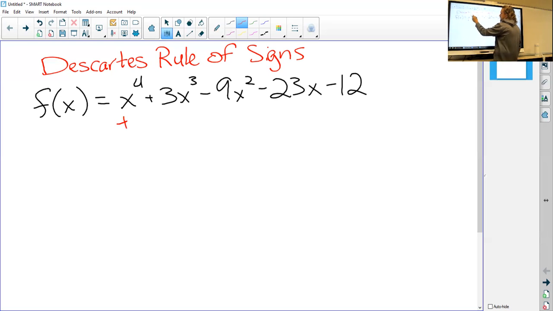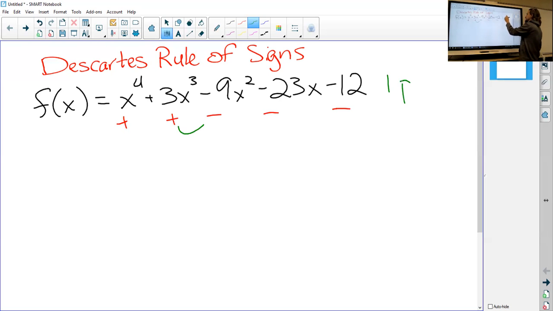So we have a positive sign here. 3x to the third is positive as well. -9 is negative. -23 is negative. -12, negative sign. Because really, all we care about today are just the signs. The actual coefficients themselves don't matter so much. So positive, positive, negative, negative, negative. So this changed signs just once, right? So we say there is one potential positive solution. Okay?